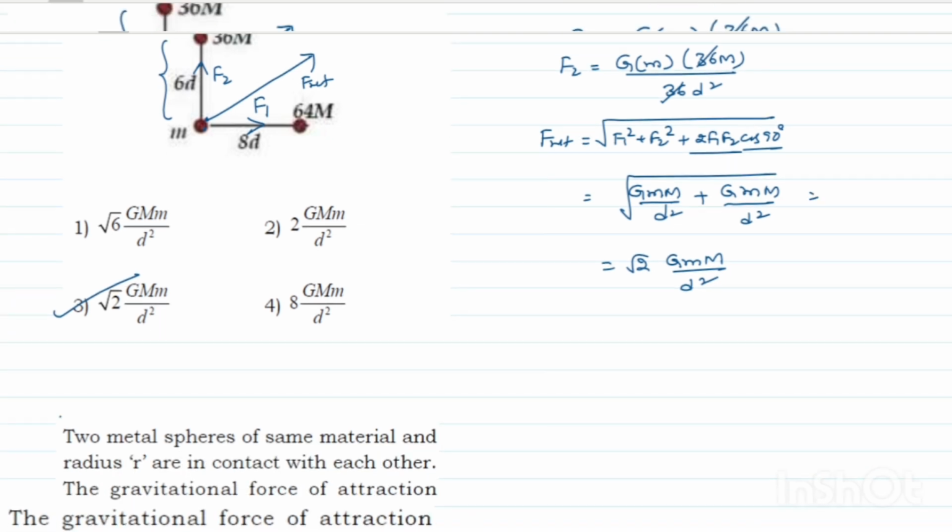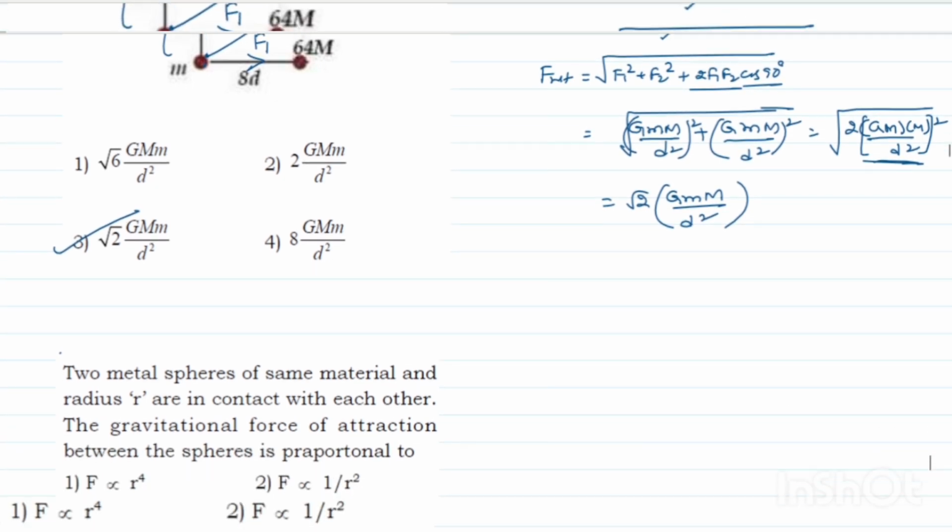You can write this as 2 times G small m into capital M by D square, all under the root. Sorry students, F1 and F2 are each squared. Now the square and root get cancelled, and here we will get root 2 into G M m by D square. So this is the correct answer.